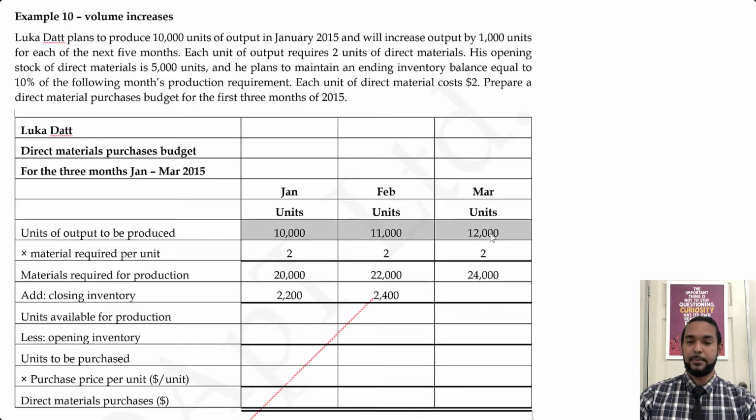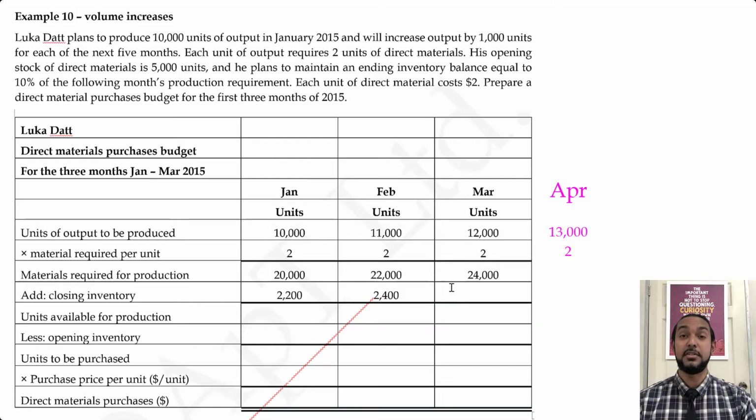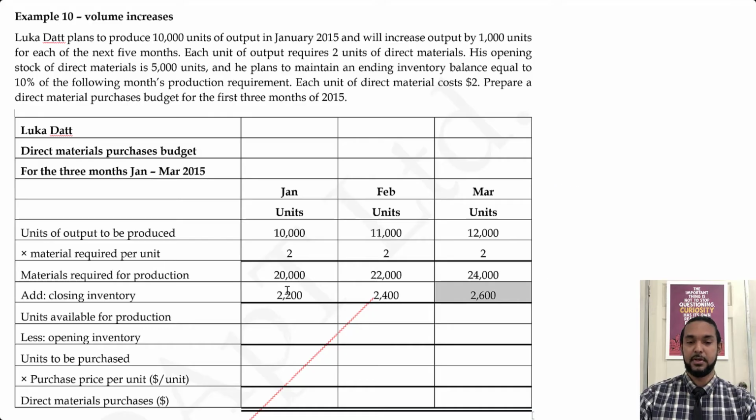We know that production is going to increase by 1,000 every month. So in April, the production requirement will be 13,000. That's the number of complete units, finished goods. We also know it takes 2 units of materials per unit of output. So 13,000 by 2 will give us the 26,000 that we guessed, right? And 10% of 26,000 will give us 2,600. Okay. So you see, it wasn't that bad.